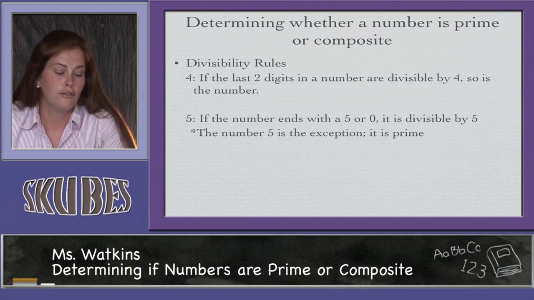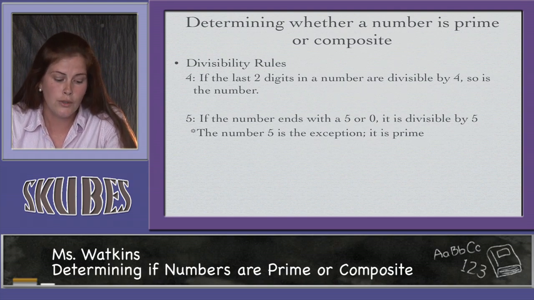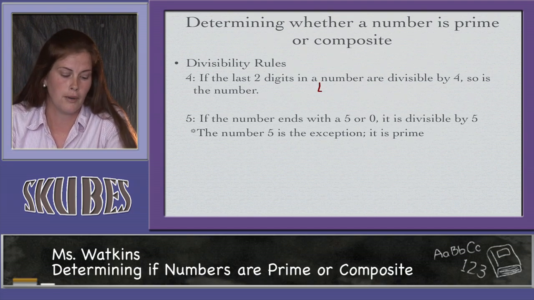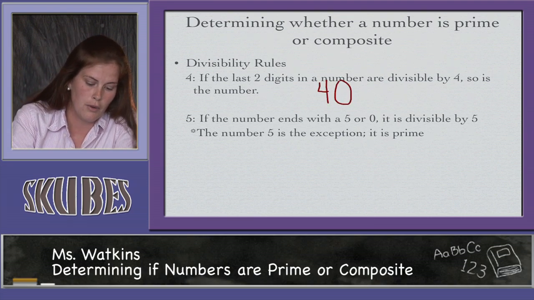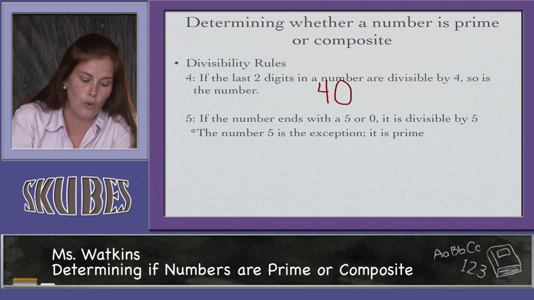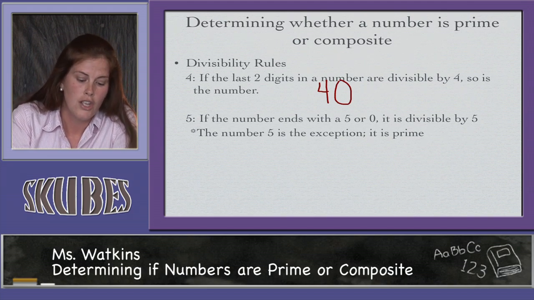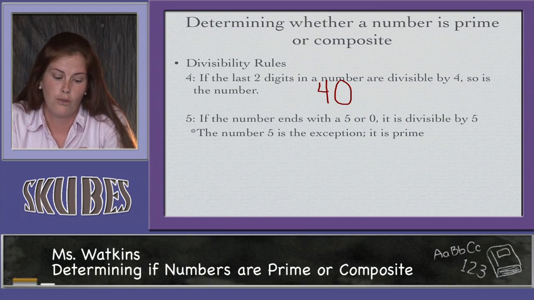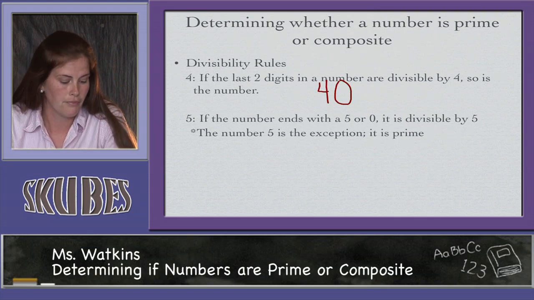The divisibility rule for 4. If the last 2 digits in a number are divisible by 4, so is the number. So we know the number 40. If I add those 2 digits up, 4 plus 0 equals 4. So the number 40 is divisible by 4, which means it's a composite number.